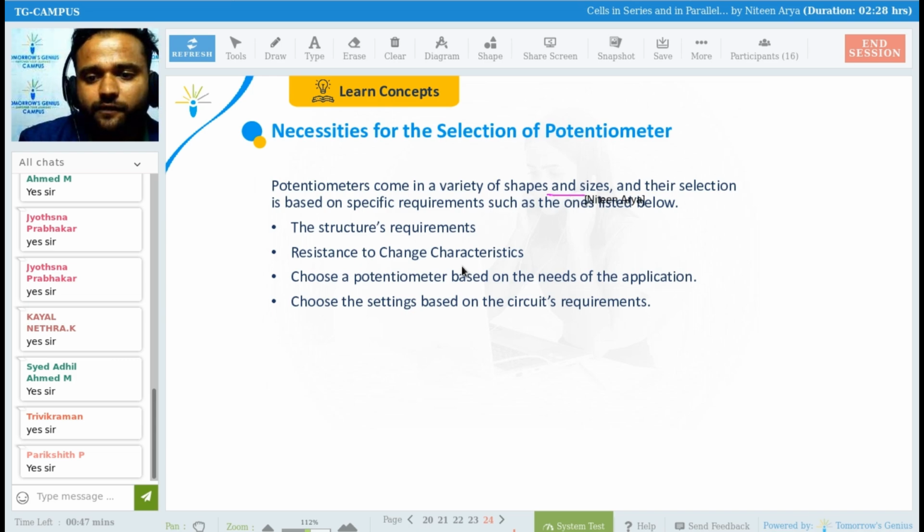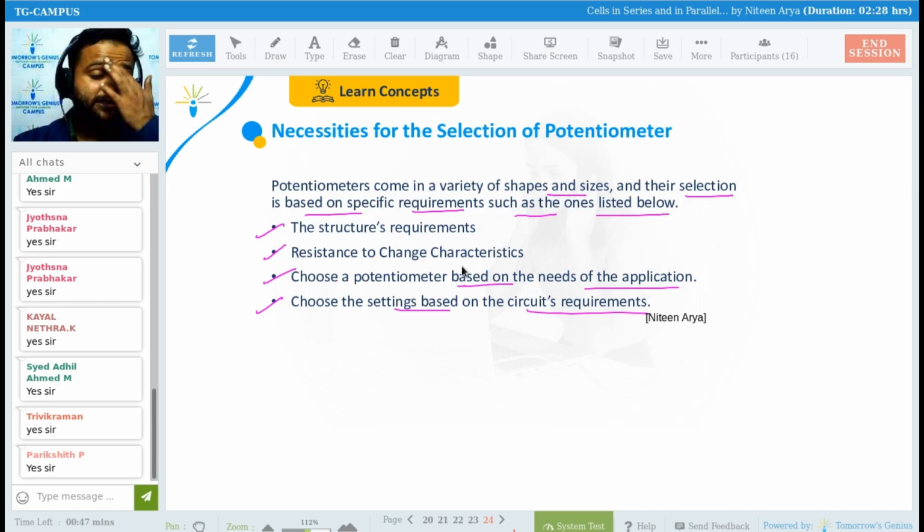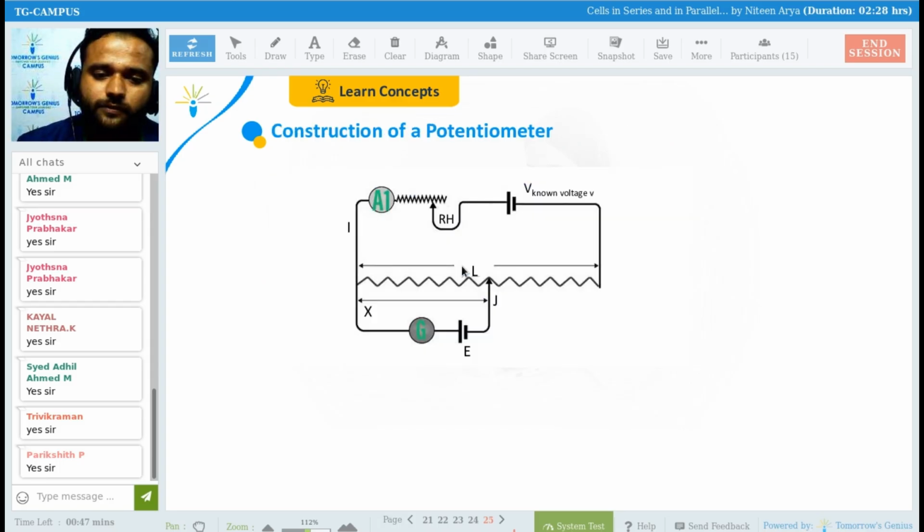Potentiometers come in a variety of shapes and sizes, and their selection is based on specific requirements, such as the ones listed below. The structural requirement, resistance to change characteristics: choose a potentiometer based on the needs of the application, and choose the setting based on the circuit's requirement. This is just the requirement and necessity to select a particular potentiometer for a particular application. Nothing more than that.